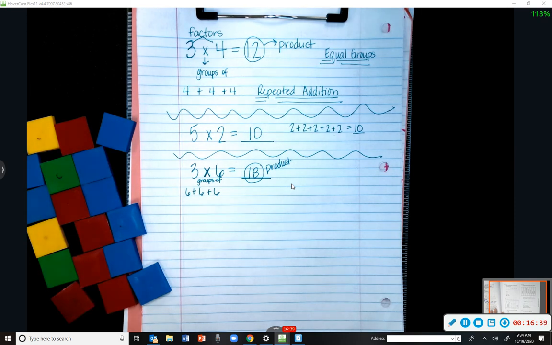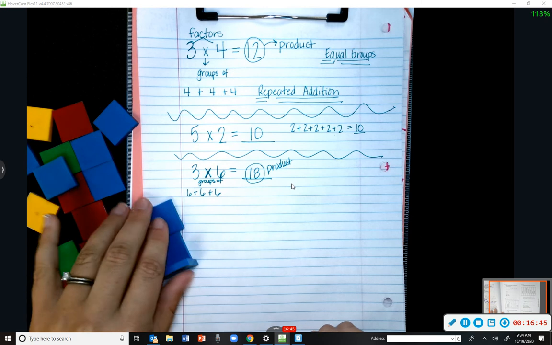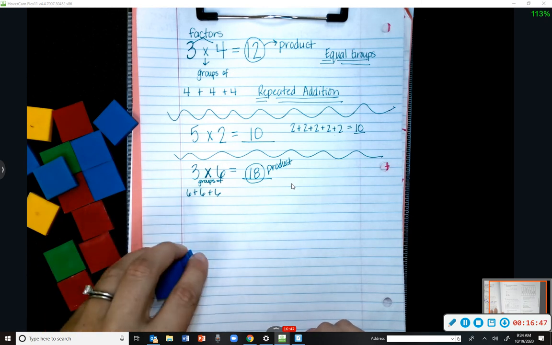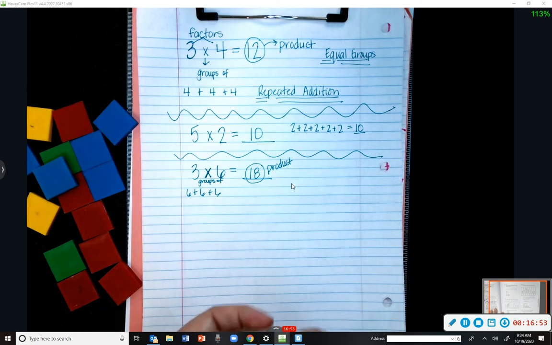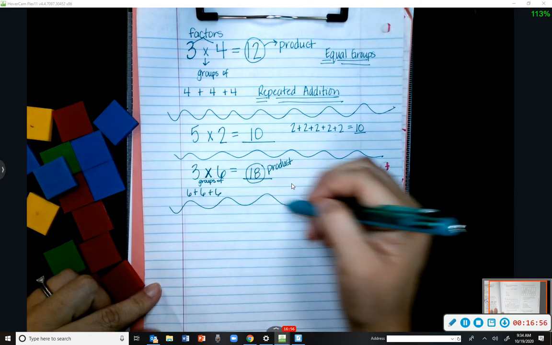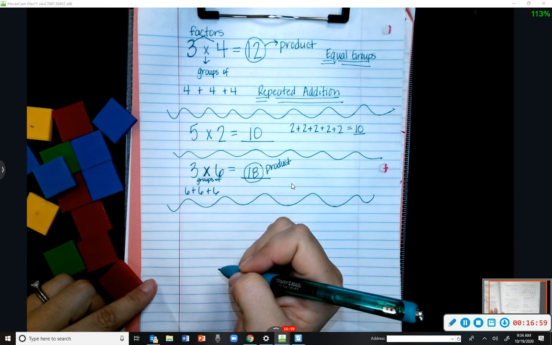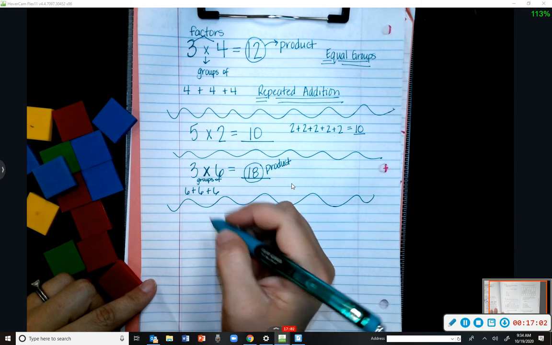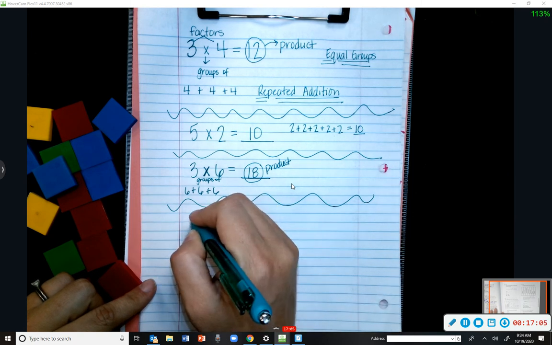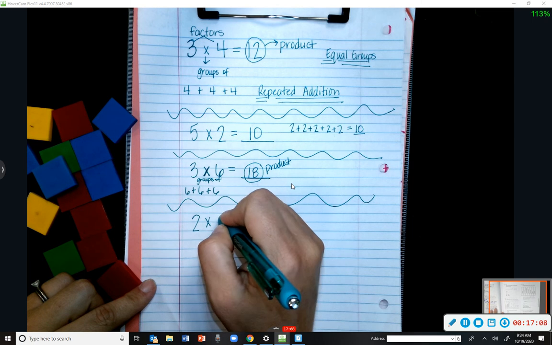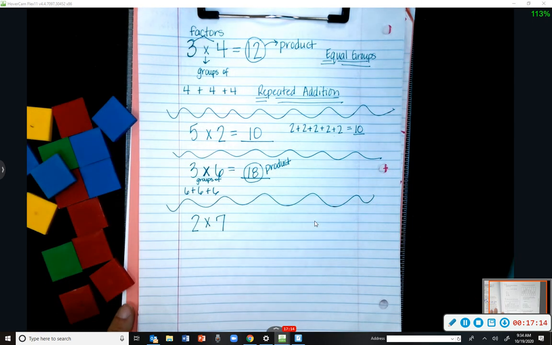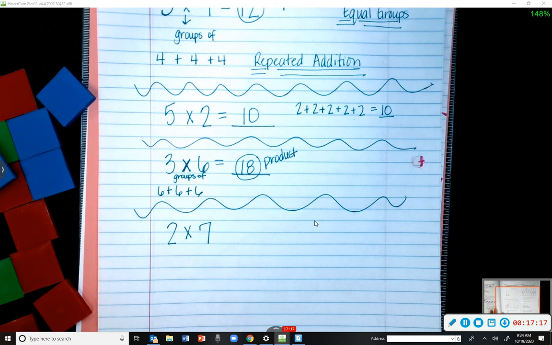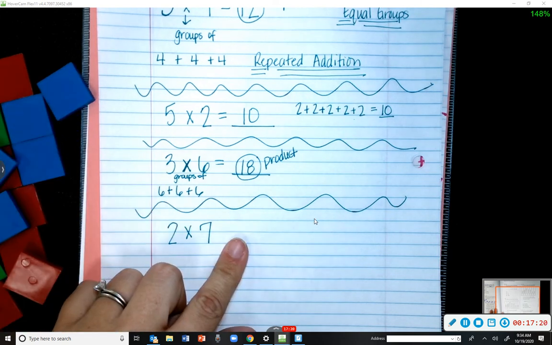Okay, we're going to do one more with the tiles, and then we're going to take away the tiles, because that is just to introduce and to get you started on multiplication. But eventually, we're going to have to do it without these. We're going to have to use just paper and pencil. Okay? So your last one is, let's see, 2 times 7. Show me what that would look like, and then write your repeated addition and your products.